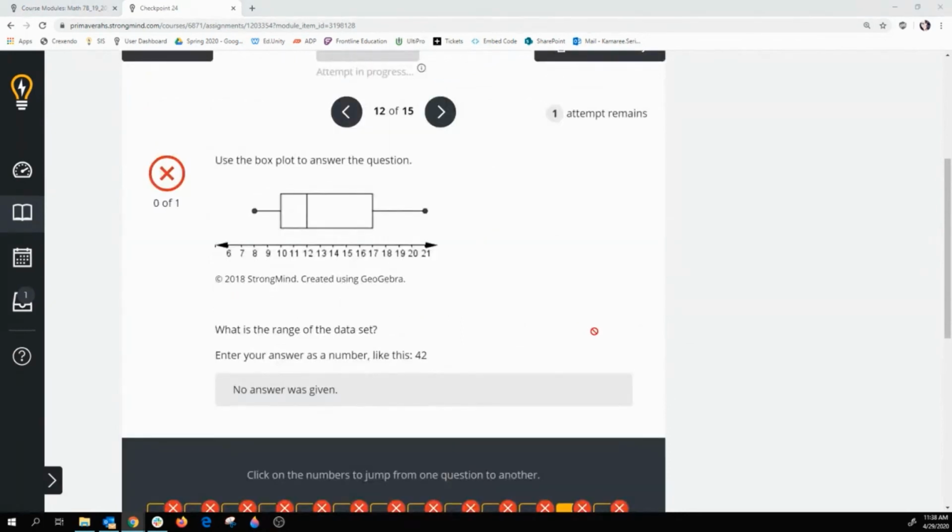Okay, number 12. So we have a box plot here, and we're asked what is the range of this data set. So remember, range, you're taking the two ends, your two dots on your box plot, and you're subtracting those numbers. So what would be my range here?